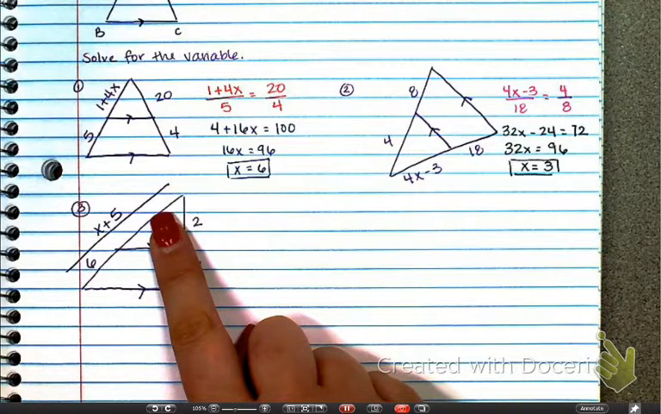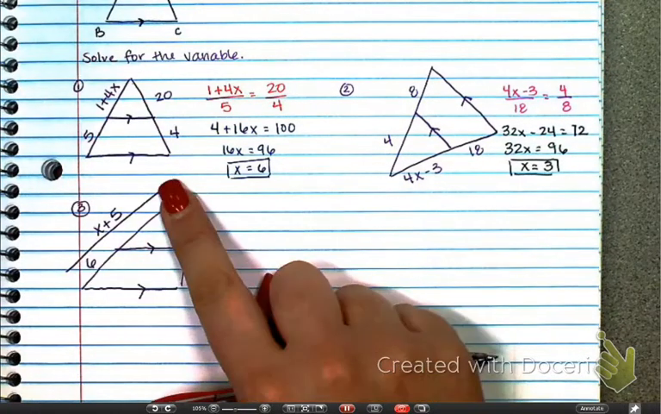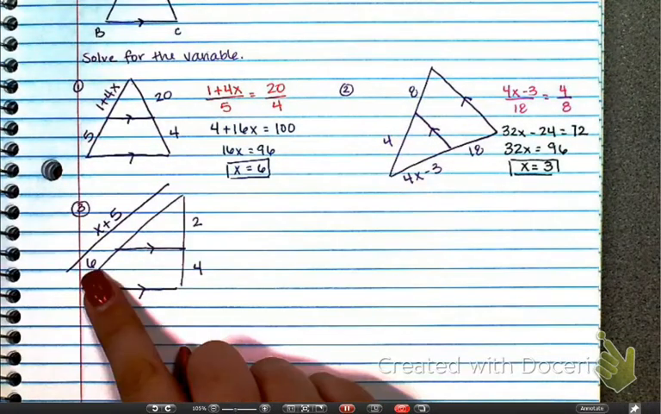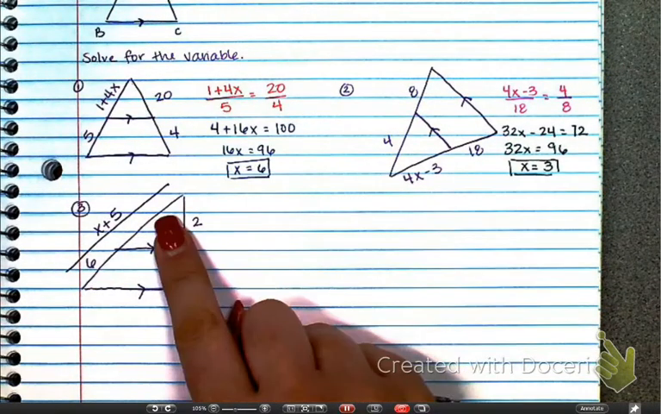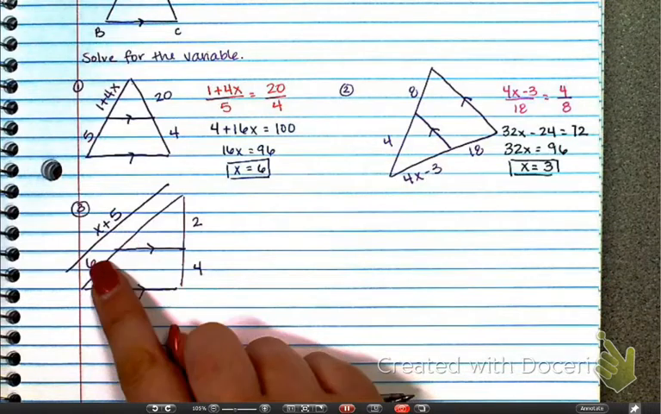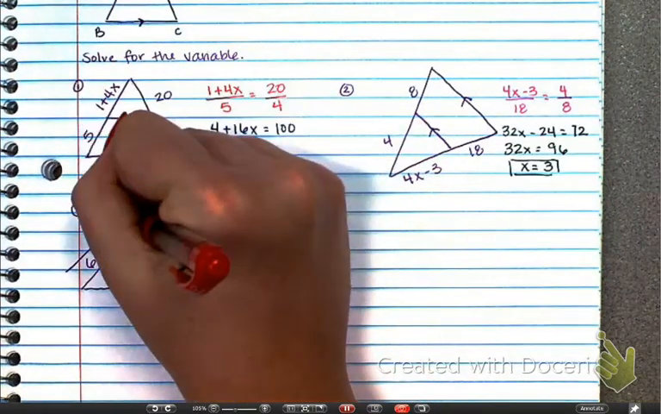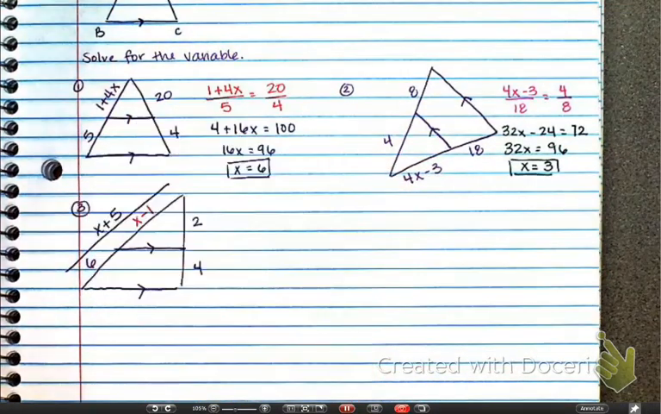X plus 5 minus 6. If this whole thing was 10, and this piece was 6, what would this piece be? 4. 10 minus 6 gives you 4, right? So x plus 5 minus 6 is the same as x minus 1.